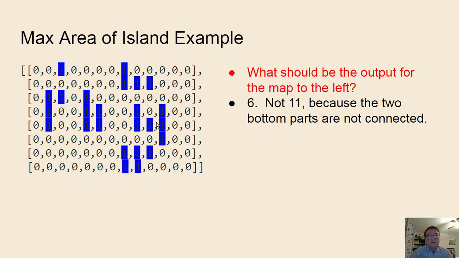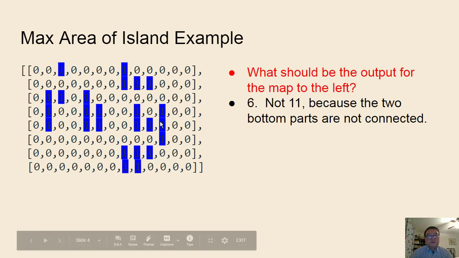Note that this one and this one are not considered to be connected because we only consider four-way connection: up, down, left, right. We don't consider diagonal. Some problems will consider 8-way connectivity. In that case, if we define 8-way connectivity, this will make a bigger island.